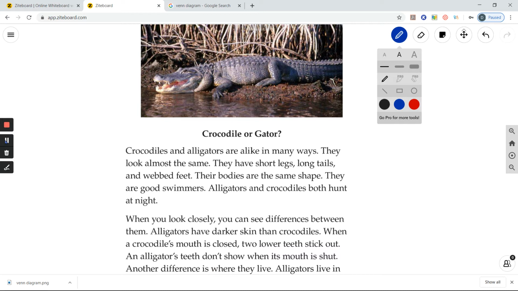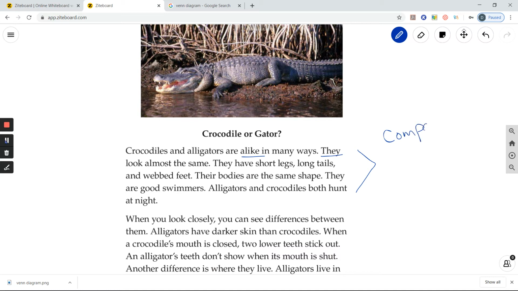There are some key words that help me know that the author is comparing them or saying how they are alike. One key word is alike. And also, the author uses this word, they, to describe both crocodiles and alligators. Crocodiles and alligators are alike in many ways. This paragraph is comparing them.